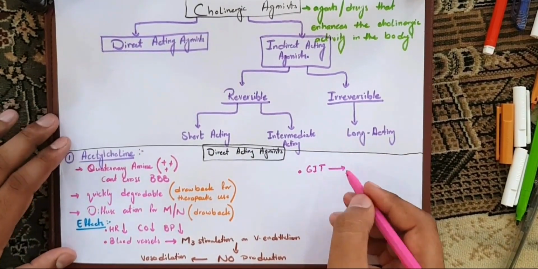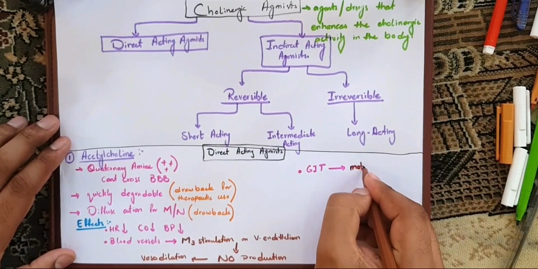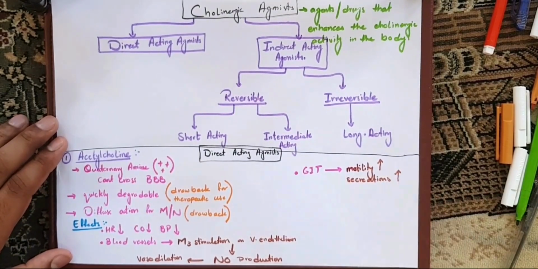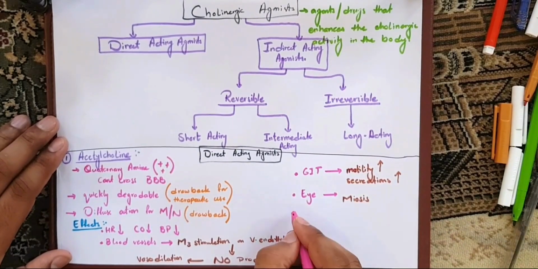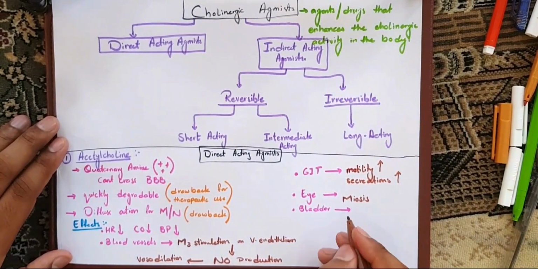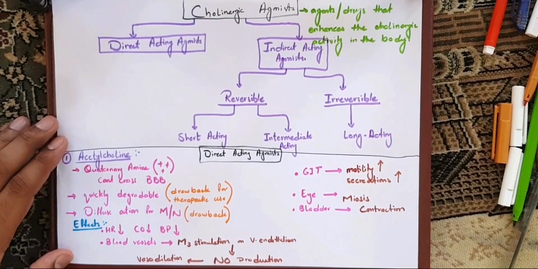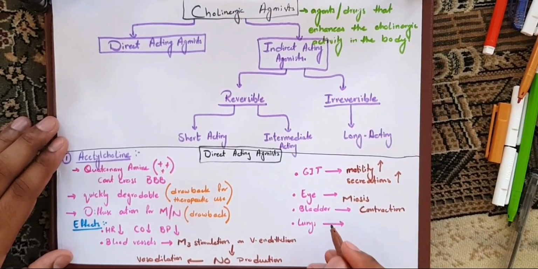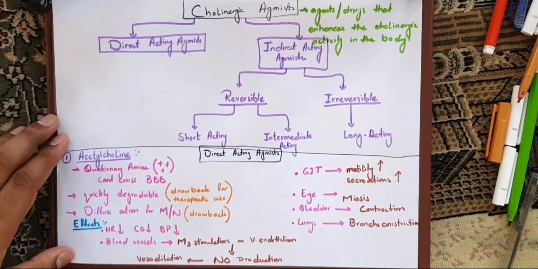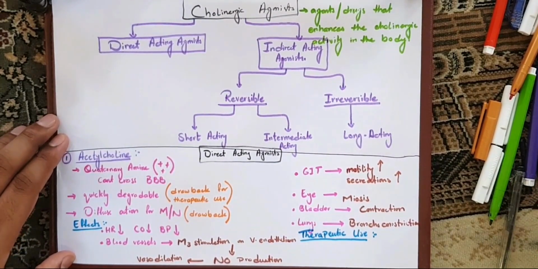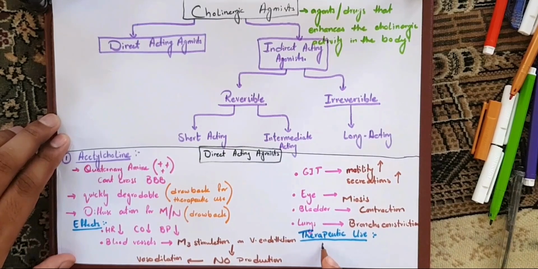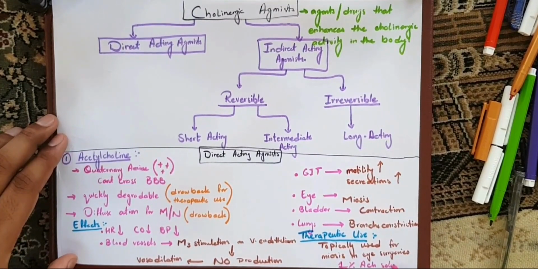The acetylcholine action on the GIT tract causes an increase in the motility of the GIT tract as well as an increase in the secretion of the gastric glands. In the eyes, this causes pupil constriction, also known as miosis. On the bladder, it causes the contraction of the detrusor muscles, inducing urination. And on the lungs, it causes bronchoconstriction, making it difficult to breathe sometimes. Due to its extensive cholinergic effects, it is only used ophthalmically in eye surgeries for miosis.